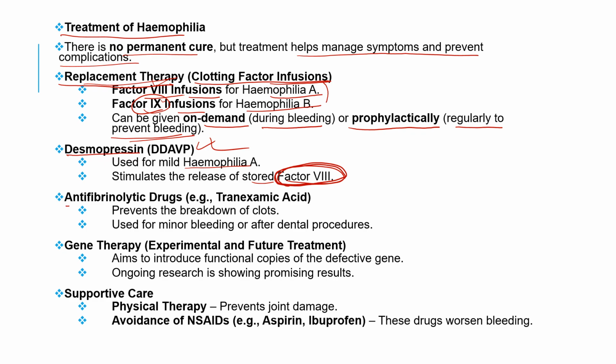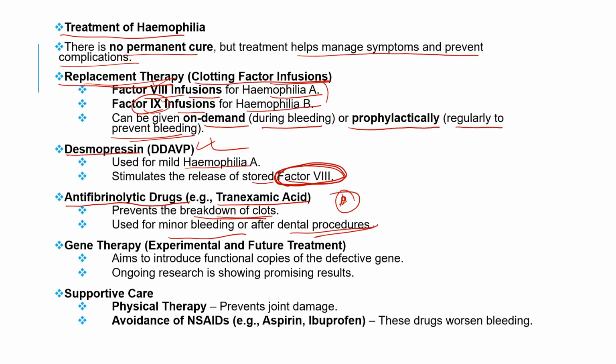Then comes antifibrinolytic drugs, that is tranexamic acid. Tranexamic acid, what is it doing? It is preventing the breakdown of clots. It is an antifibrinolytic drug. When the fibrin is formed, it will prevent the breakdown of clots. The clot will not break down, so it will remain as it is, and it is used in minor bleeding or after dental procedures.